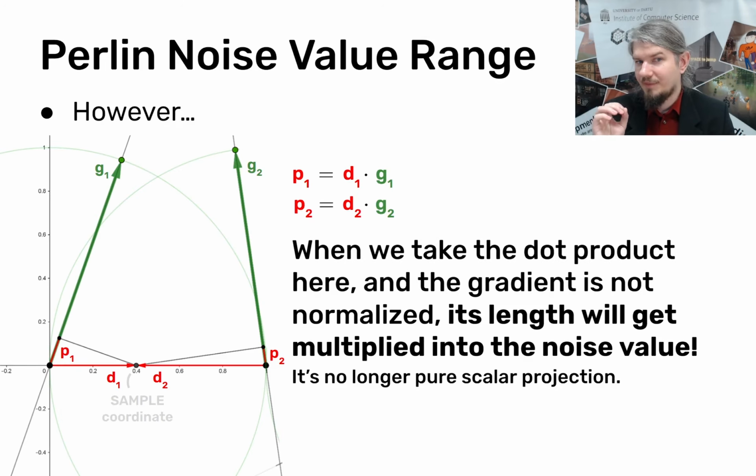However, there is a catch. So we assumed that our gradients are of unit length, so the dot product only gives us the length of t. But if our gradients do not have length 1, then their length is also going to get multiplied into the noise value. So it will no longer be this pure scalar projection, but it will be multiplied with whatever the length of the gradient is. And in different implementations of Perlin noise, this can be different. It can be lower than 1, it can be larger than 1, they could be square root of 2 and so on. So it depends on how you're generating those gradients and what length gradients you actually want.